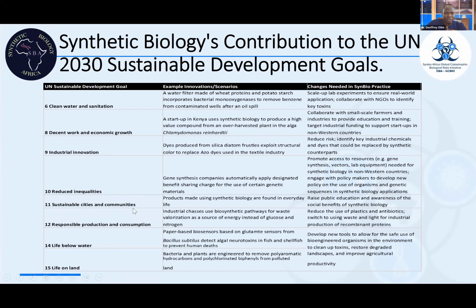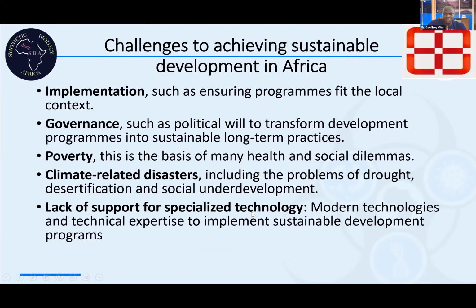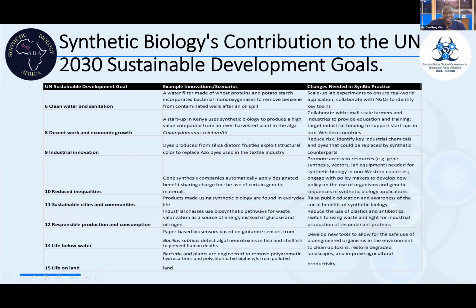Sustainable cities and communities. We have also responsible production and consumption. Yes, so here we have industrial chassis that use synthetic pathways for waste valorization. So this is trying to get another source of energy instead of using the glucose, and nitrogen is also another innovation we have.